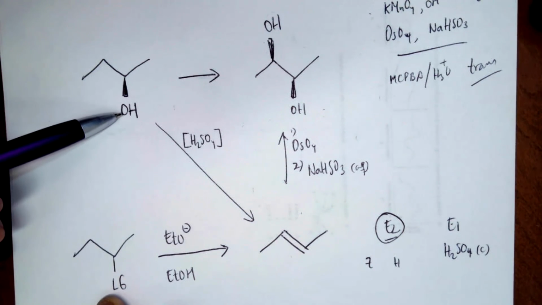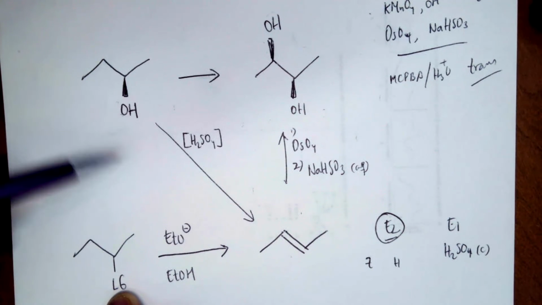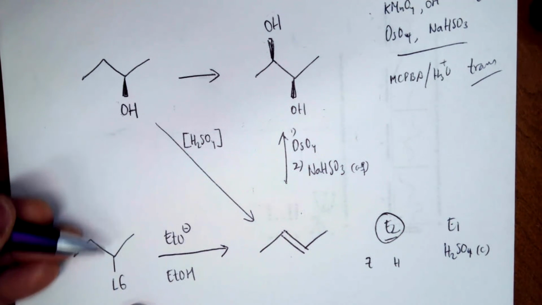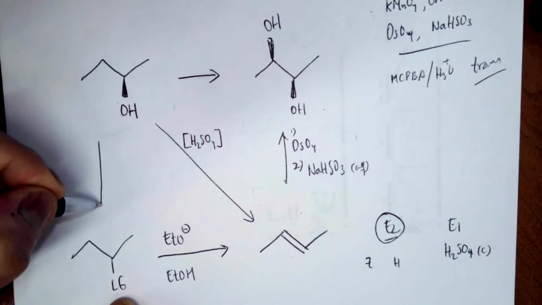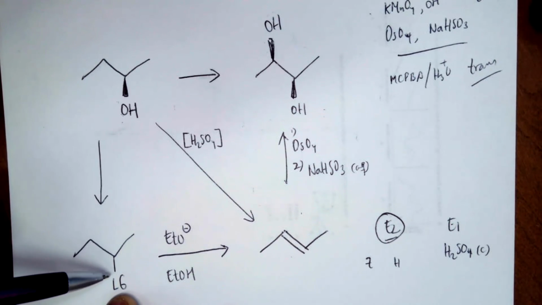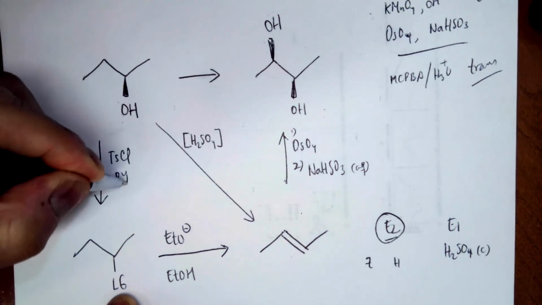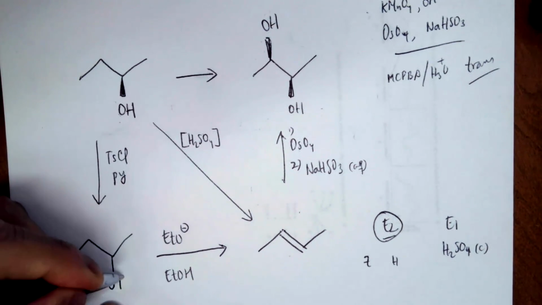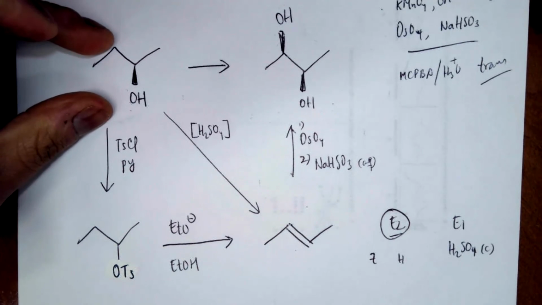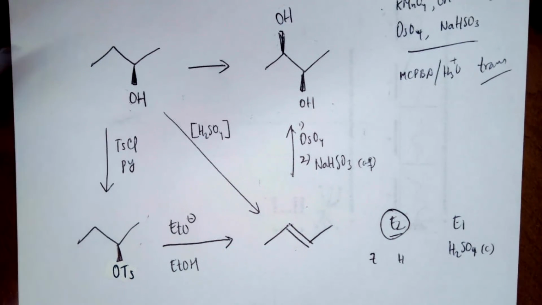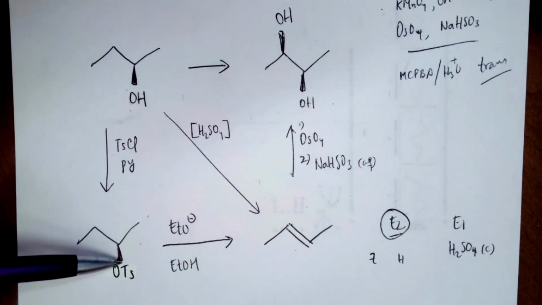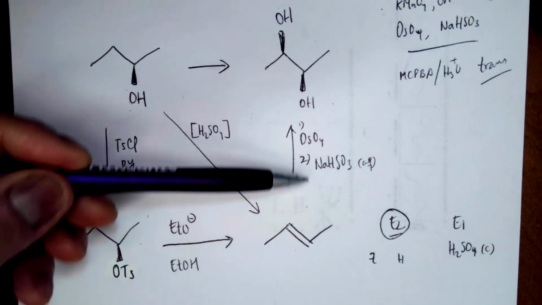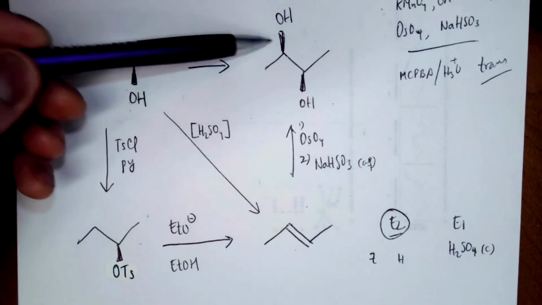Why am I putting this? Because this guy is not a good leaving group. We know that OH is not a good leaving group, so I cannot just directly add ethoxide here. I need to do something to make it a good leaving group. What reactions have we learned that we can do to alcohols to make them a good leaving group? Tosyl chloride in pyridine. That converts alcohol into a good leaving group, called a tosylate, OTs. So you take this alcohol, here will be a wedge, you add tosyl chloride, you get the tosylate. On the tosylate, you do the elimination, you get the alkene, and on this alkene you do the syn dihydroxylation, and you get this compound.